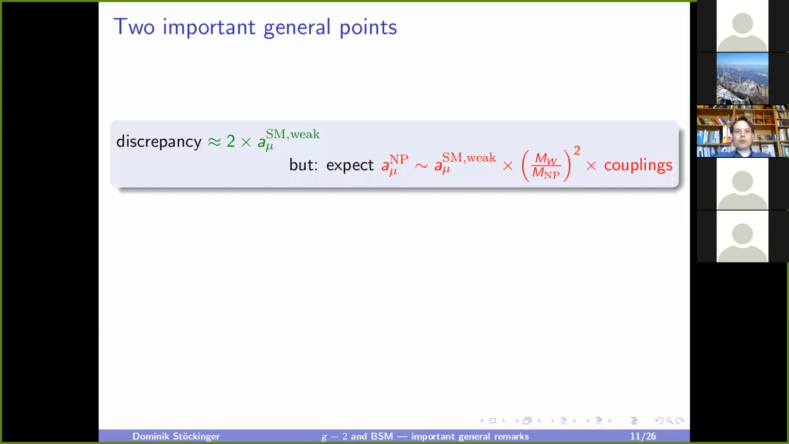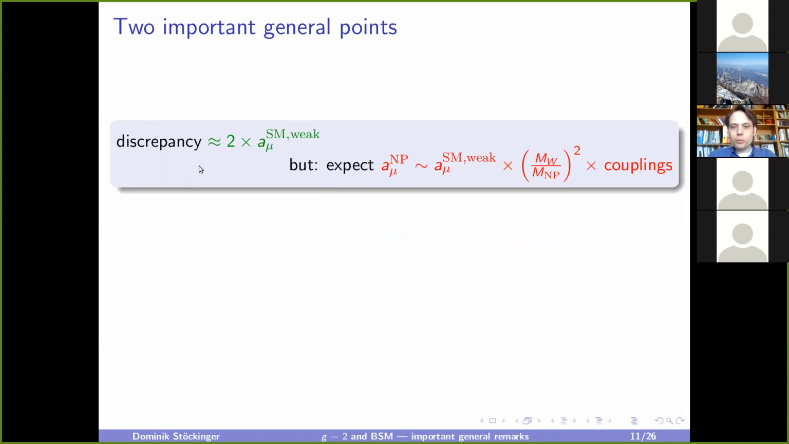So the important points I want to make are the following. The discrepancy is not small, the discrepancy is large. The discrepancy is almost twice as large as the standard model weak contributions. The weak contributions are 15, the discrepancy is 25 times 10 to the minus 10.